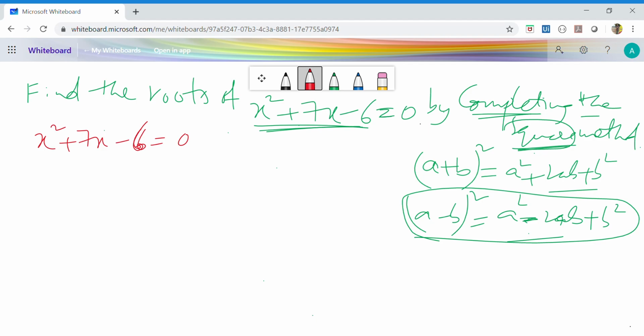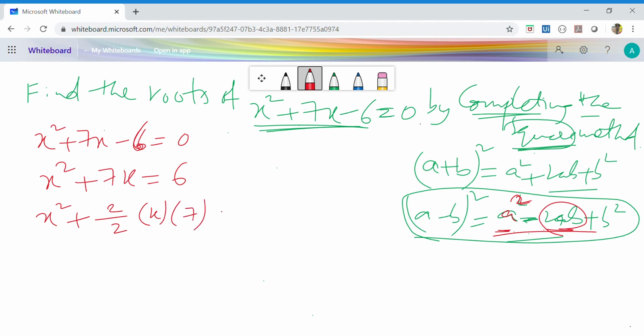So the first step: I will transpose the constant term to the RHS. So x square plus 7x is equal to 6 you will get. Here, x square is the a square term, and I have to get the 2ab term. To get the 2ab term, what do I have to do? Multiply and divide with 2 in the second term. So x square plus 2 by 2 of x of 7 is equal to 6.